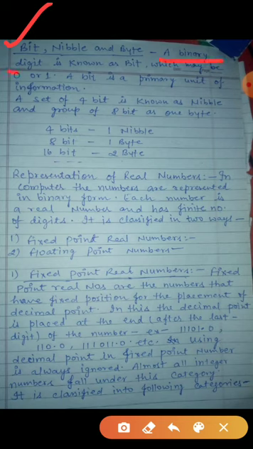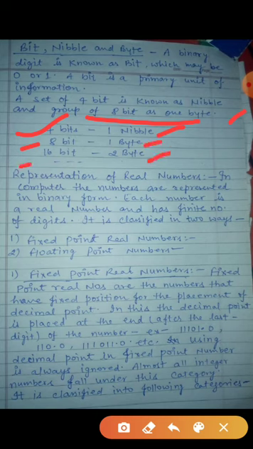A binary digit is known as a bit, which may be 0 or 1. A bit is the primary unit of information. 0 and 1 is called a bit. A set of 4 bits is called a nibble. Any 4-bit number of 0s and 1s is called a nibble. And a combination of 8 bits is called a byte. 4 bits equal 1 nibble, 8 bits equal 1 byte, 16 bits equal 2 bytes.